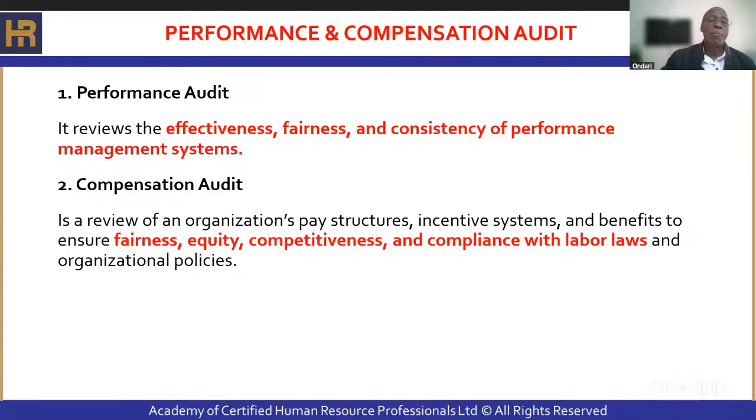When we audit performance, we are assessing effectiveness, fairness, and the consistency of performance management systems. Effectiveness has to do with the outcomes, outputs, or results. Fairness has to do with equitability of the methods used. And three, consistency has to do with the predictability of our performance management system.